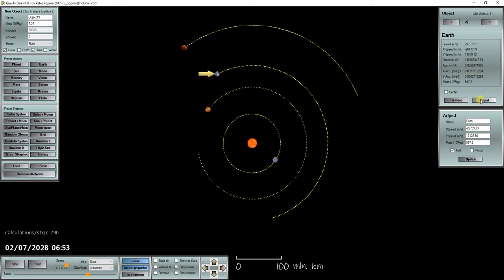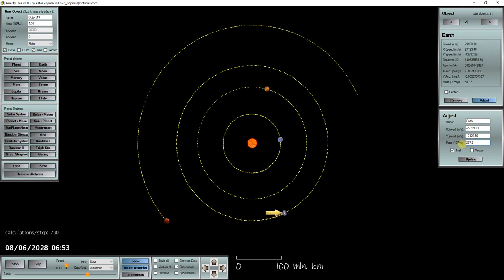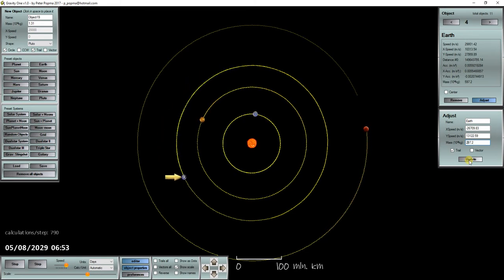What would happen if the Earth would lose half of its mass, for example, because it would break in two? What would this do to the orbit of the Earth around the Sun? Well, we can see not much happens.